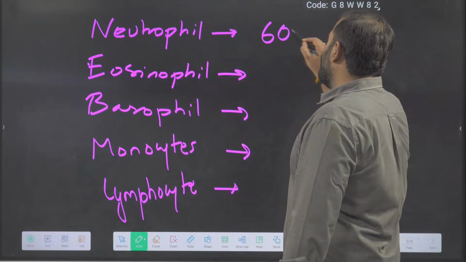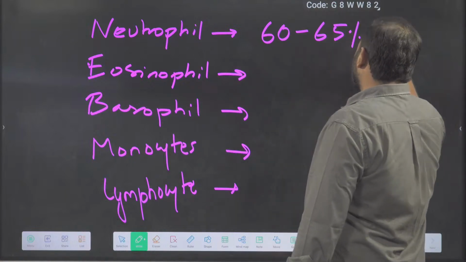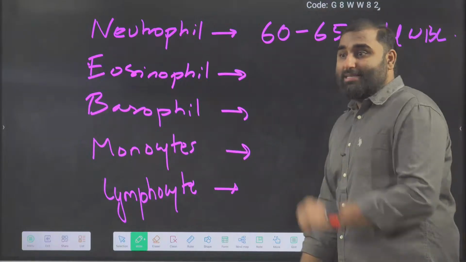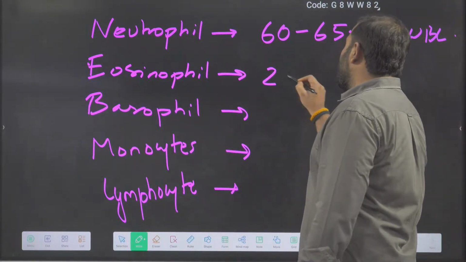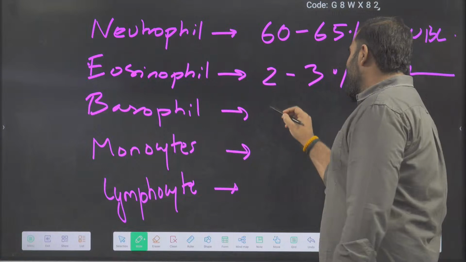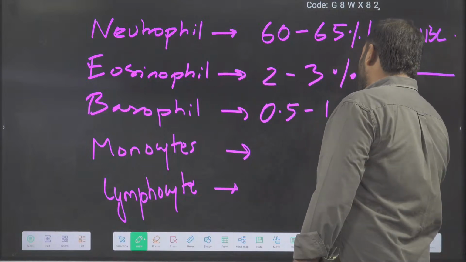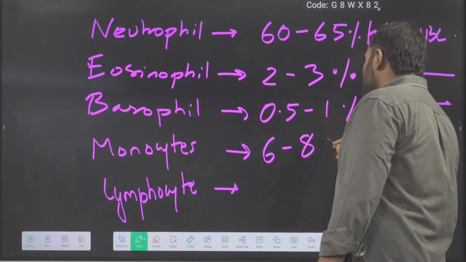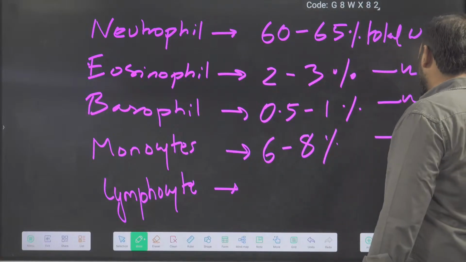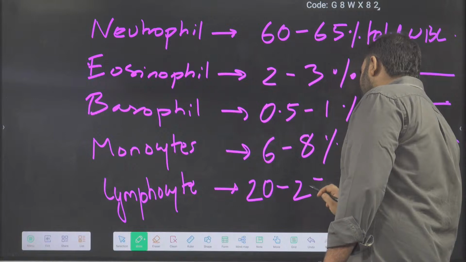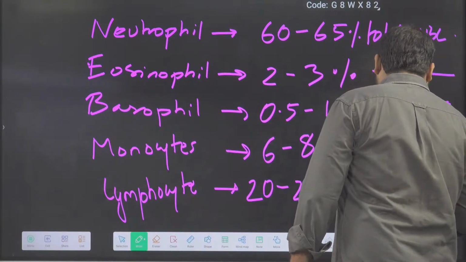Neutrophil is roughly 60 to 65% of total WBC. Okay, next. Eosinophil is how much? Eosinophil is roughly 2 to 3% of total WBC. Basophil is 0.5 to 1% of total WBC. Monocytes will be 6 to 8% of total WBC, and lymphocytes will be roughly 20 to 25% of total WBC.